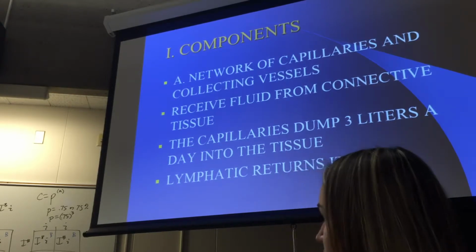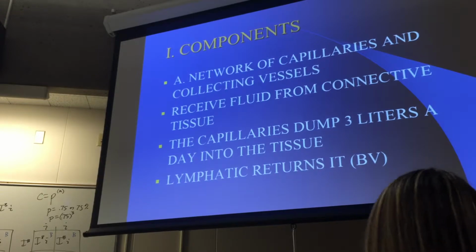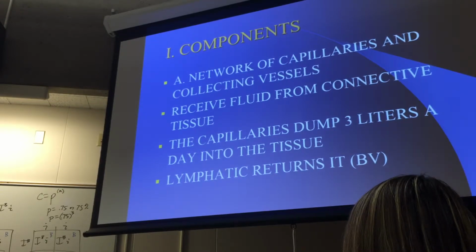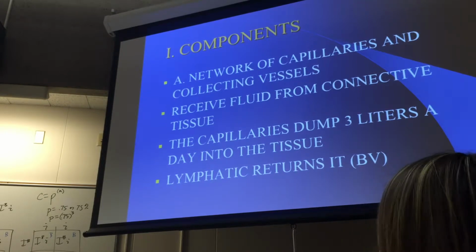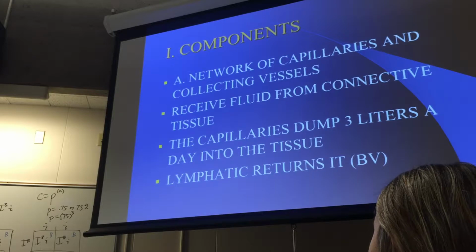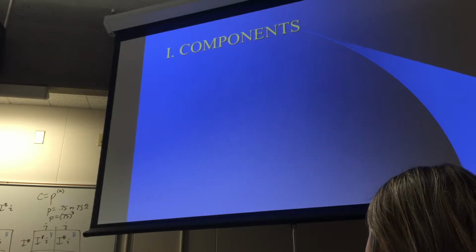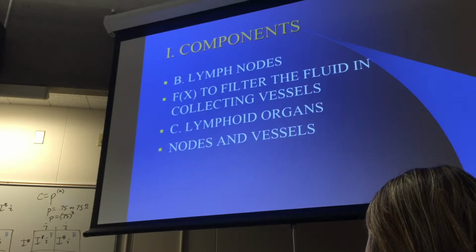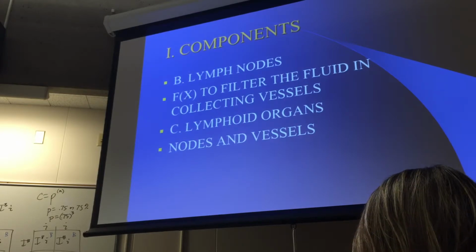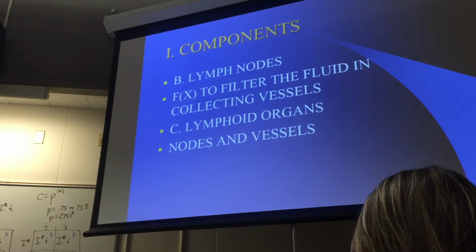VV means blood volume. If we lose 3 liters of blood volume, we're now down to half of what we had. And when you have a low blood volume, you have low blood pressure. So lymphatic system return is very important to maintaining blood pressure. Structures that you should be aware of in the lymphatic system: lymph nodes, lymphoid organs.